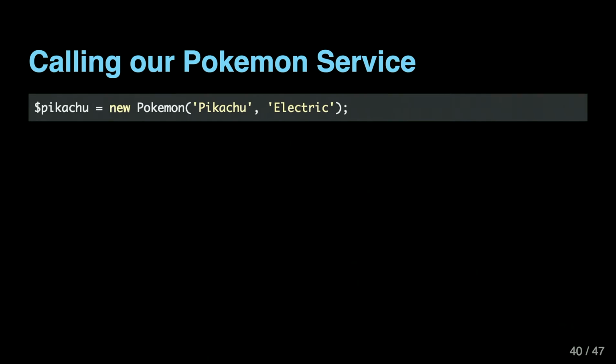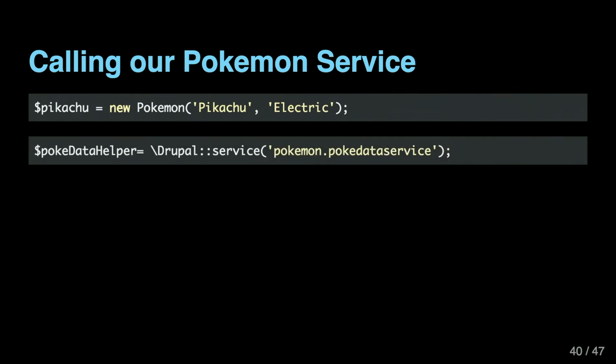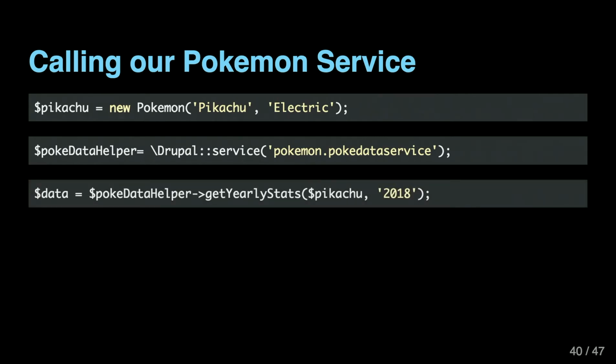To do that, we call our Pokemon service. First, we create our Pokemon, and then we load our service. And here we're calling it a PokeData helper, and the syntax for loading a service globally anywhere in Drupal is you do the \Drupal with the 2 colons, and then the machine name of the service. So that's Pokemon.PokeData service. And to actually use it, we can do the PokeData helper with the arrow and call the method that's in the service and pass it the parameters that it needs to return the data for that particular Pokemon.